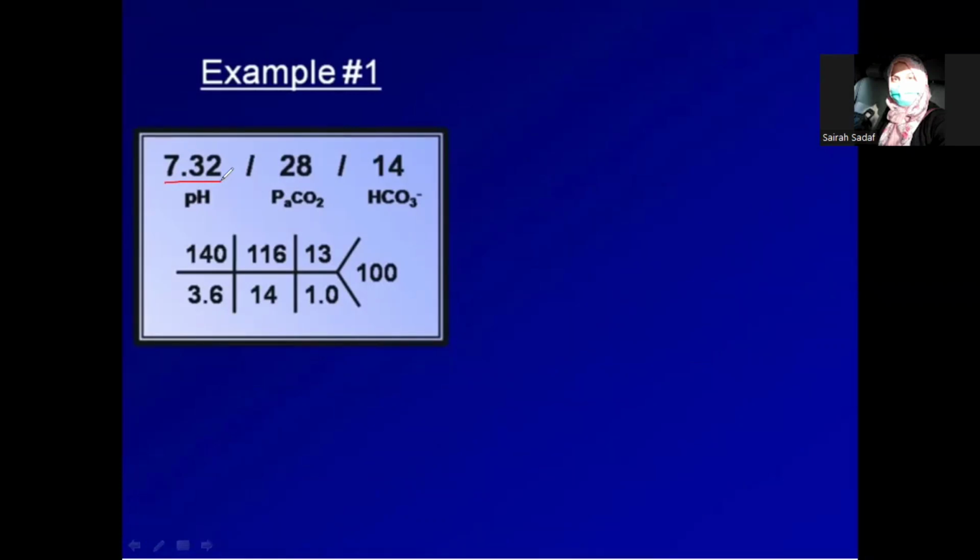Acidosis. Yes, this is acidosis. Good. Now, we have to see if this acidosis is due to a respiratory component or a metabolic component. Kindly tell me, is it metabolic or respiratory?